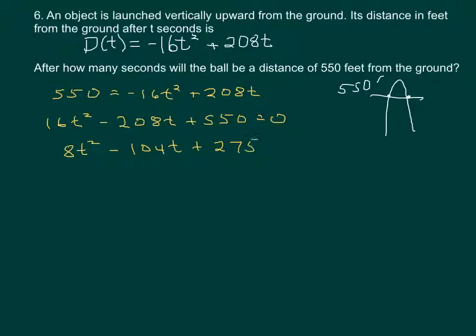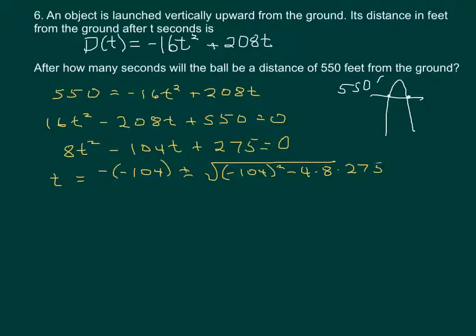And so we get 8t squared minus 104t plus 275, and then 0 divided by 2 is still 0. Using the quadratic equation, we see that t is negative b, which is negative 104, so it's negative of negative 104 plus or minus the square root of b, negative 104, squared minus 4 times a, which is 8, times c, which is 275, all of that over 2a, which is 2 times 8.